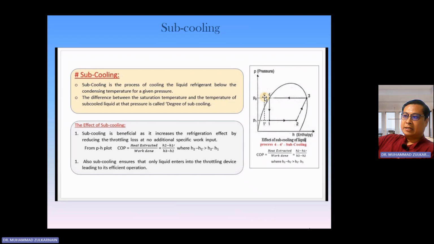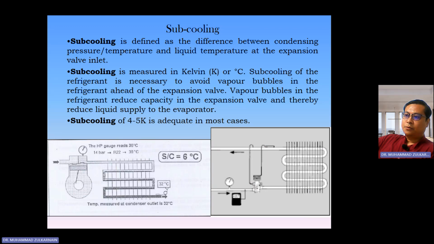The temperature goes almost to freezing, but still liquid, though already closer to freezing. So from this condition, the COP will increase, because the difference from point 4 prime to point 1 is already higher. So it means that we can get good performance. So we need subcooling.